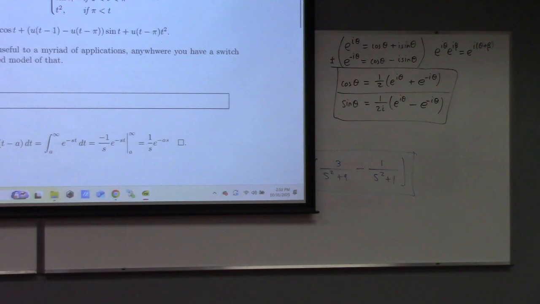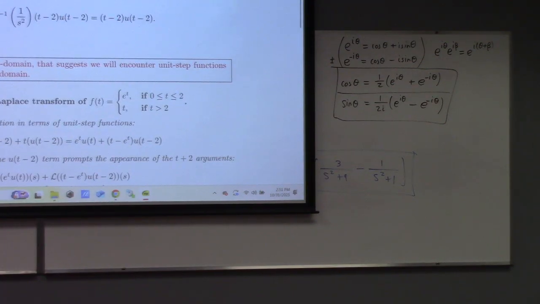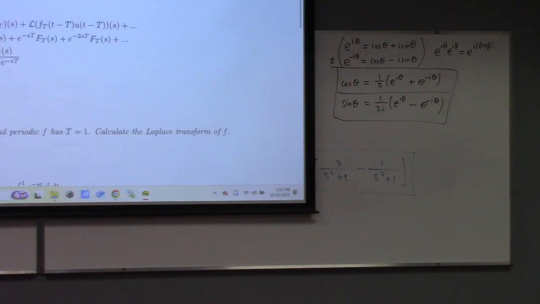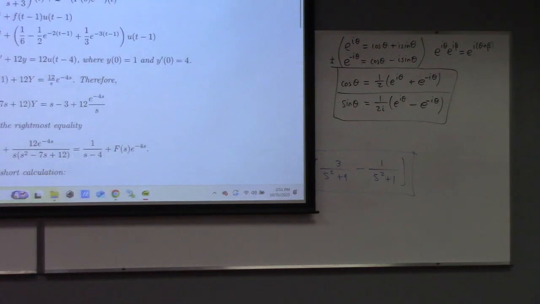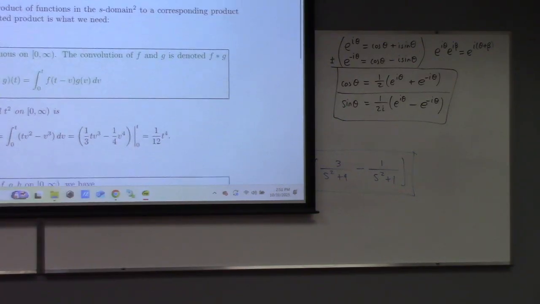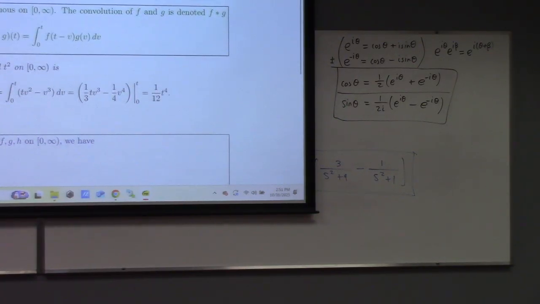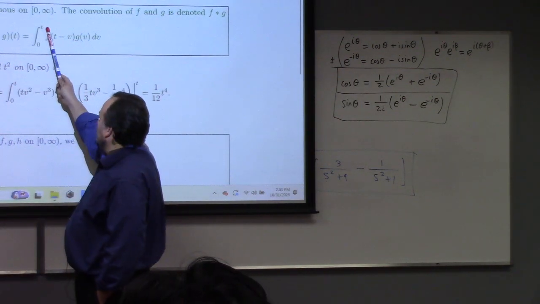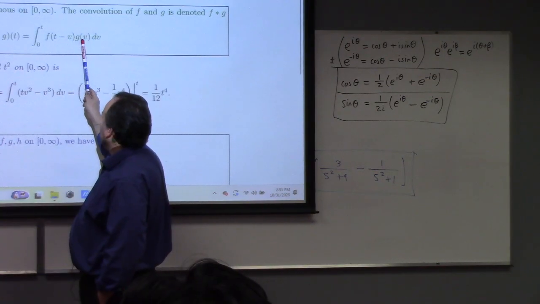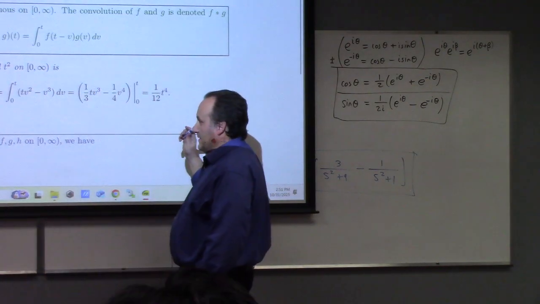All right, I'll come back to some of this stuff we're skipping, but since you guys asked me about convolution, let's talk about that at the moment. Convolution is defined as such. The convolution of two functions, f star g, is defined to be the integral from 0 to t of f of t minus v times g of v dv.